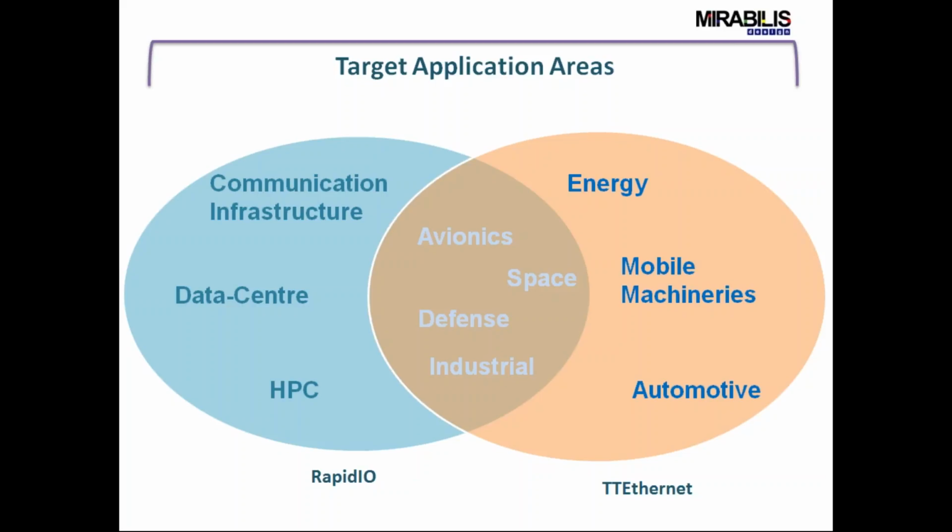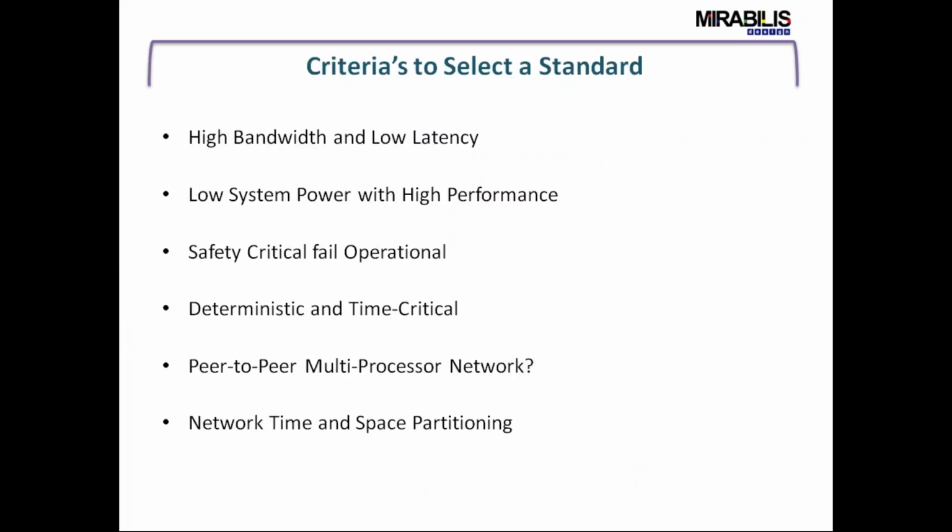But is that the criteria that you should be looking for? Definitely not. So let us look at the criteria that help us select the right technology as an interconnect for your upcoming technologies. The criteria we can list out are high bandwidth and low latency, low system power with high performance, safety critical but still fail operational, and deterministic and timing critical requirements.